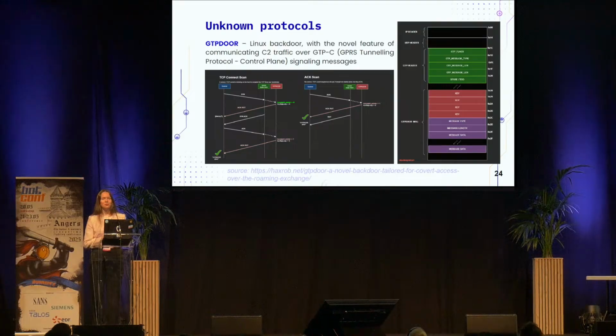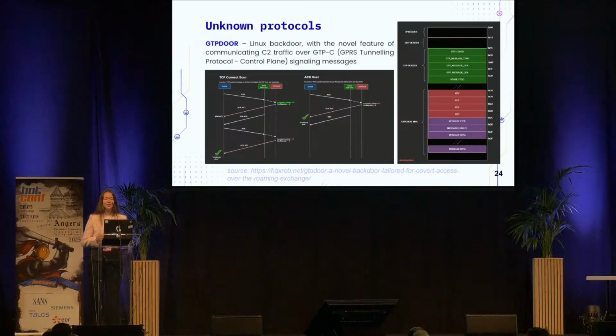Maybe some of you read about this. This backdoor is known because it is used for communicating C2 traffic over GTPC, the GPRS Tunneling Protocol. So here I added some SIM, showing how it can communicate. It sends some packets in ACK and some signaling messages. So it's really interesting to try to find and detect it, because it's really difficult.